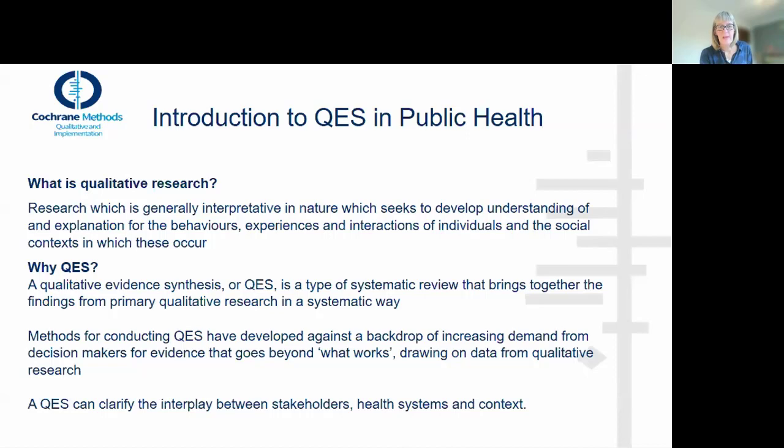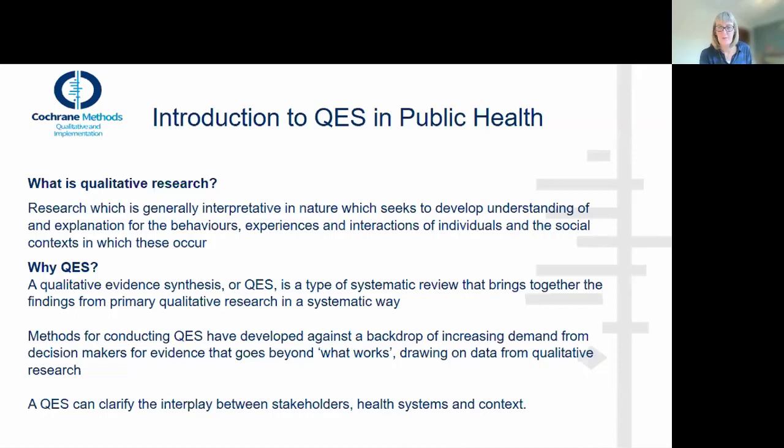And in relation to public health, that's clearly really important to understand why an intervention may or may not work, what situation it may work in, what may be barriers and what may be facilitators to helping an intervention in public health work. So why qualitative evidence synthesis?